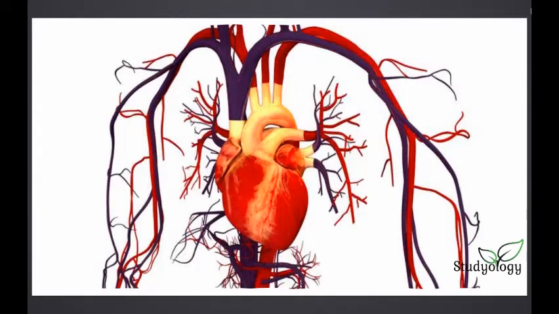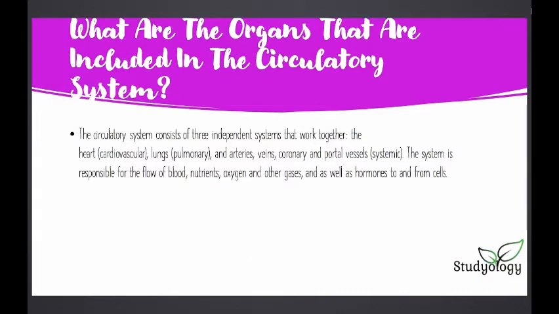As you can see, it looks really complex with many veins and arteries and other organs. You can see the heart in the middle. And when you see the picture itself, what takes your eyes is the heart, because that is the main component of the circulatory system. So, what are the organs that are present in the circulatory system?